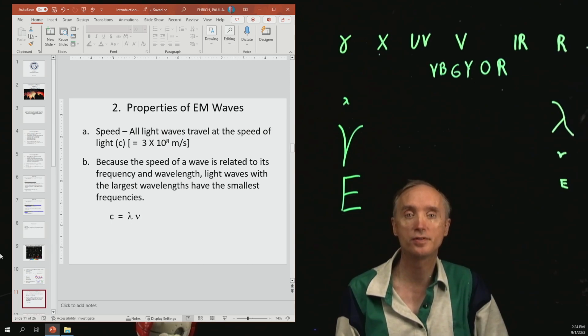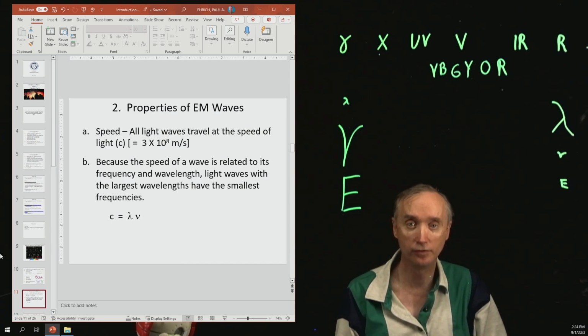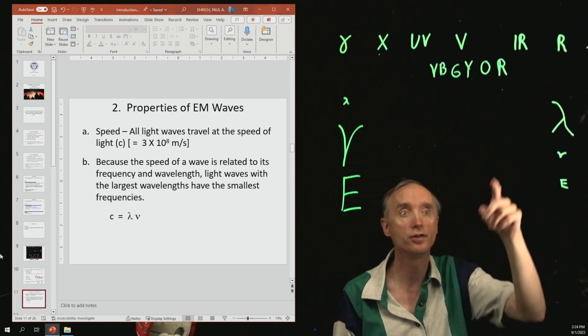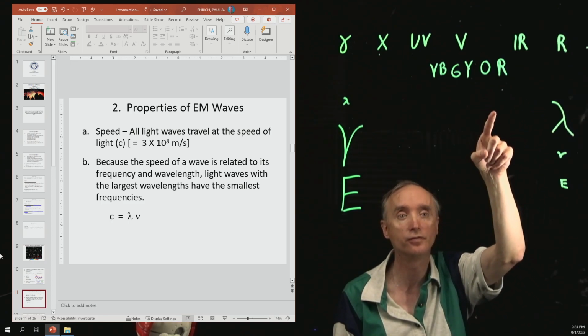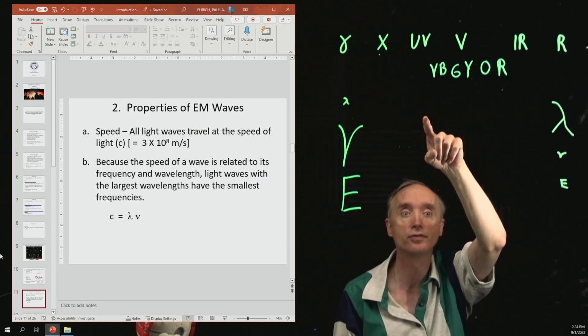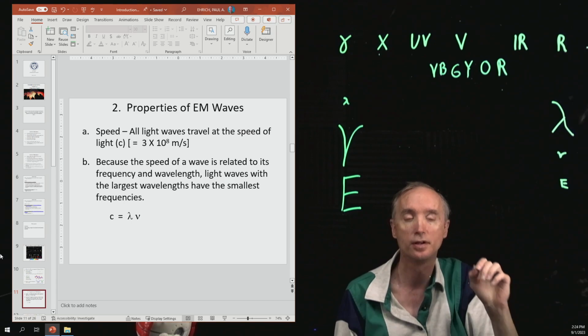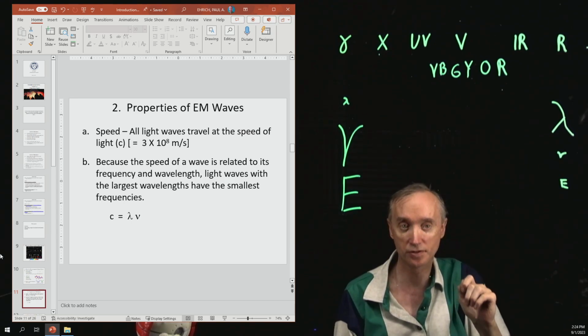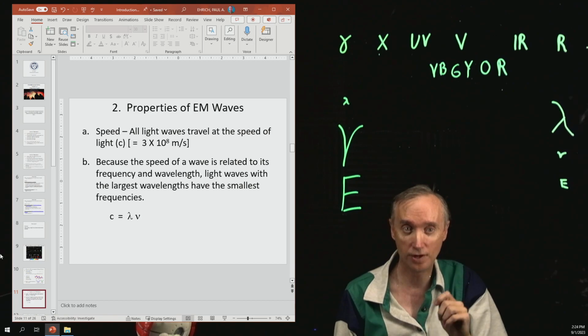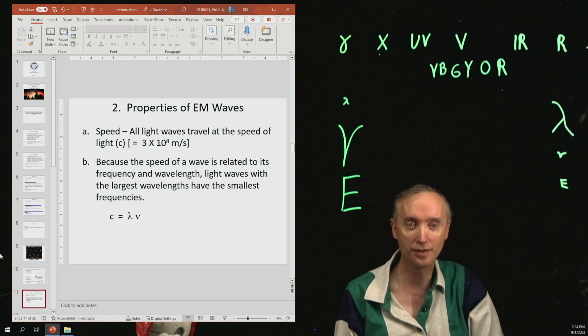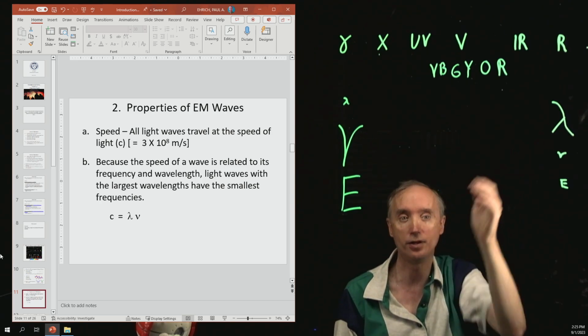What are some properties that electromagnetic waves have? So first, all electromagnetic waves travel at the same speed, the speed of light. So whether you're talking about a radio wave or an infrared or visible or ultraviolet or X-rays or gamma rays, all of these different kinds of light travel at the same speed, the speed of light. So do not screw up on the exam when I say which is faster, an X-ray or a radio wave.